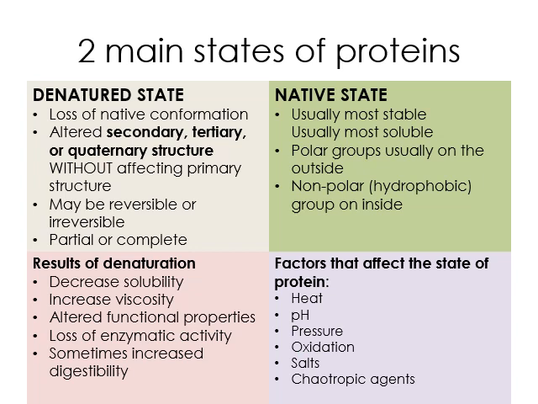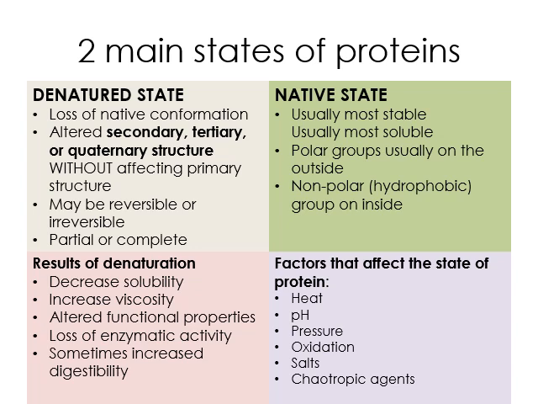Just a summary between the two states of proteins, the denatured state and the native state. Normally proteins in native state are more stable and more soluble, where the polar groups tend to be on the outer layer and the non-polar groups are in the interior of the protein. Whereas in the denatured state, the protein is going to lose its native conformation and affect the secondary, tertiary, and quaternary structure. This doesn't, as I mentioned before, affect the primary structure. This process can be reversible or irreversible. It can be either partial denaturation or complete denaturation.